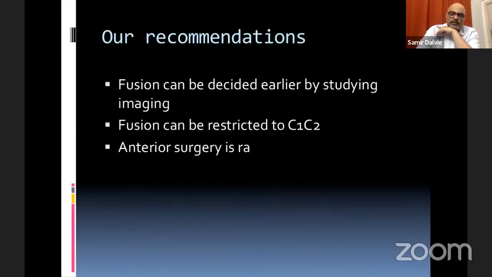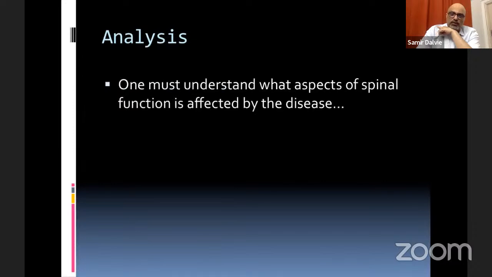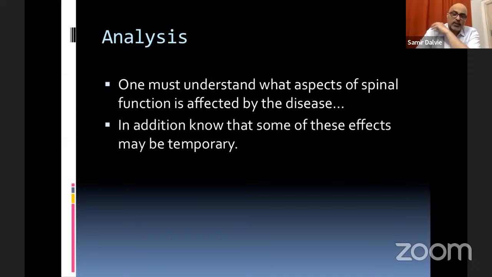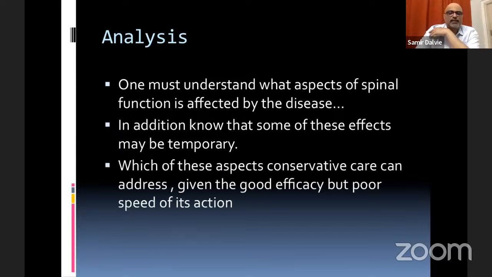So basically, we can do a C1, C2 fusion. Now, once we are looking at surgery for TB spine, you must understand what aspects of spinal function are affected by the disease. It is very important to know what the disease is actually doing. You also need to know that some of these effects are temporary. This patient may have a lot of pain and instability, but when the disease heals, this can stabilize. So it's not necessarily that they need surgery.